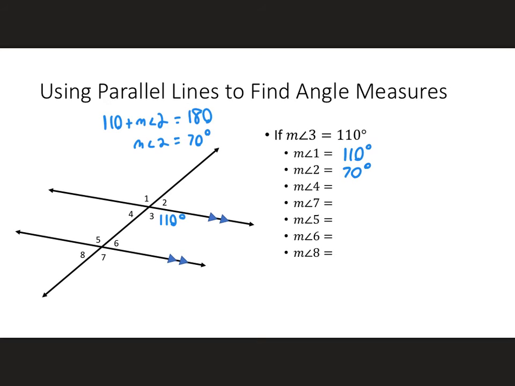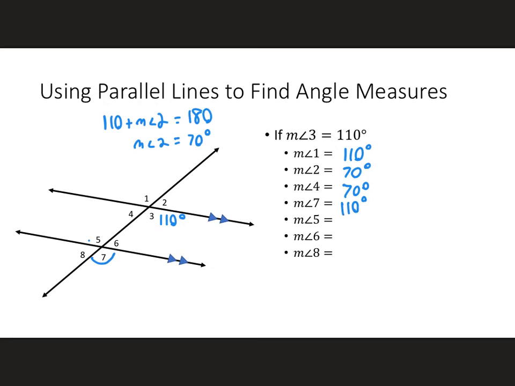Since we know that angle 3 is 110 and angle 4 is a linear pair with angle 3, we also know that angle 4 is going to be 70 degrees. It's also kind of obvious because angle 4 is definitely acute, and if angle 3 is obtuse and 110 degrees, it's probably going to be the 70-degree measure. Then angle 7, this one down here, corresponds with angle 3. And since the lines are parallel, they will be congruent to each other. So angle 7 will also be 110 degrees.